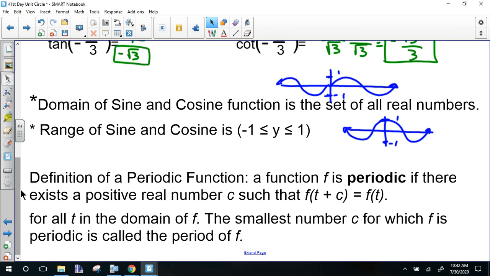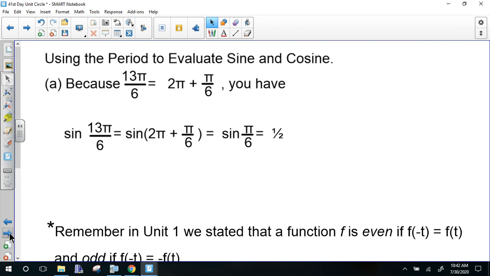And these are periodic functions. That means that it starts repeating itself after one cycle. So using the period to evaluate sine and cosine can be done. If I have an angle of 13 pi over 6, I know that goes around the unit circle more than once. So I can take out one full revolution, and I know that I've got pi over 6 left.